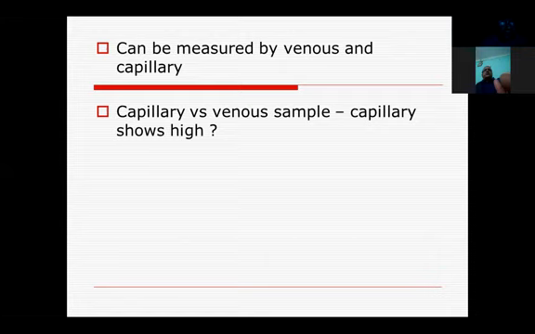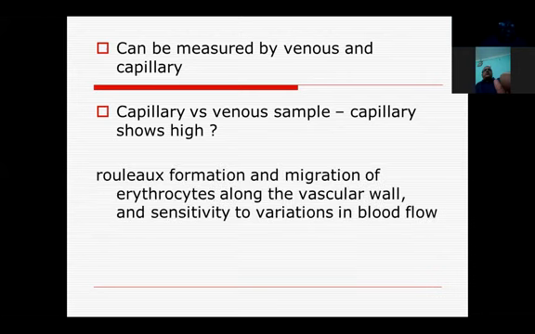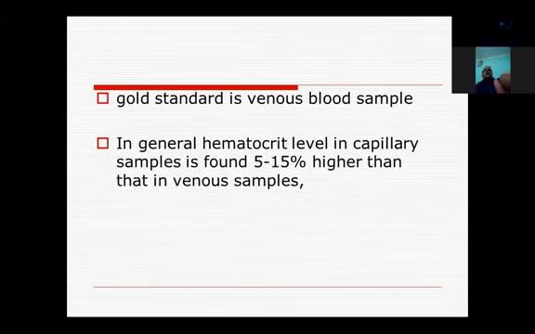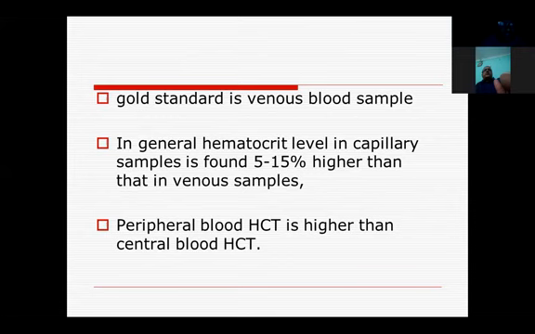So which is better, venous sample or capillary sample? Always venous sample is better because capillary sample has higher values. Why is that? There will be rouleaux formation and migration of erythrocytes along the vascular wall, and they are sensitive to variations in the blood flow. Therefore, capillary shows higher values than venous. So the gold standard is venous blood sample. In general, hematocrit level in capillary is 5 to 15% higher than in venous sample. So peripheral blood hematocrit is higher than central blood.